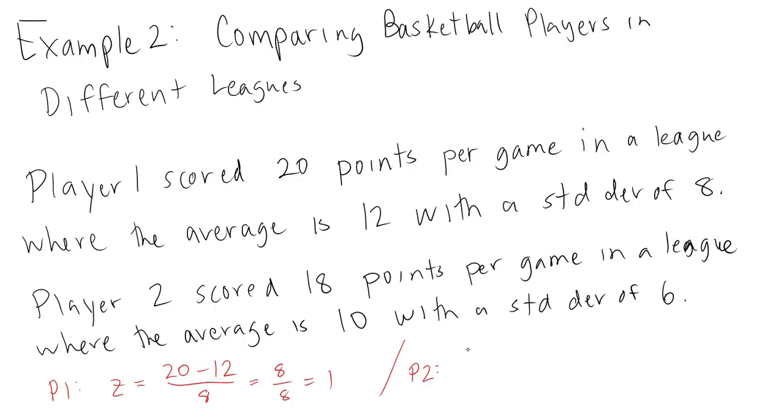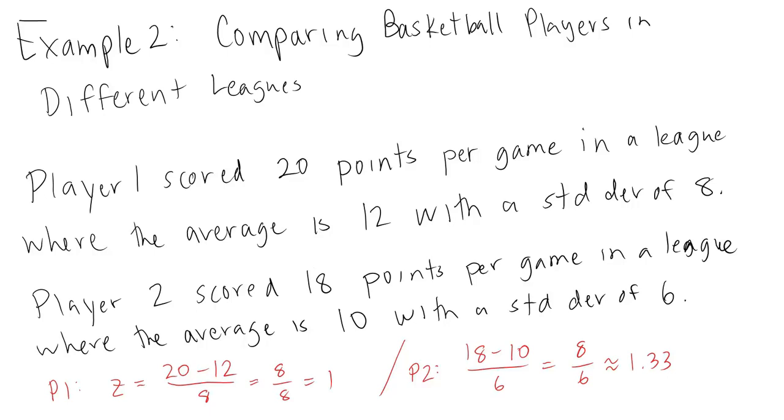Player 2 is scoring 18 points per game. In that league, they're averaging 10 points per game, and the standard deviation is 6. That's 8 divided by 6, which is around 1.33. Again, rounding to the nearest hundredth because it's tradition. Also above the mean, but further from the mean. More units above the mean. Because player 2's z-score is larger, they actually have the better performance relative to the league from which they come.